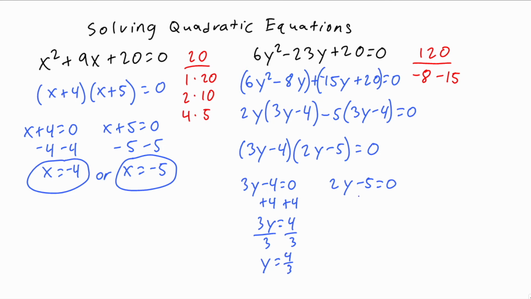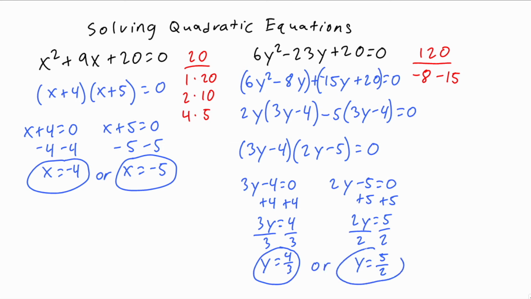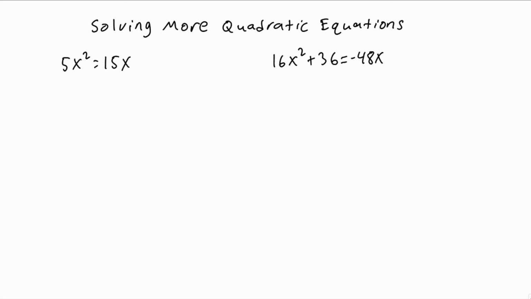And for the other one, add 5 to both sides. 2y equals 5, divide by 2. And y equals 5/2. So we have answers of y equals 4/3 or y equals 5/2. Now these aren't very nice answers, but they are the answers to these equations. Alright, so now let's just solve some more of these. More examples, they look a little bit different.